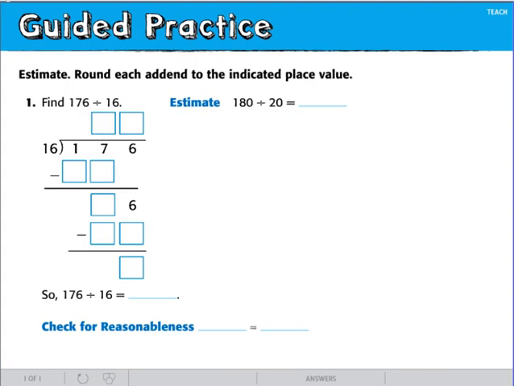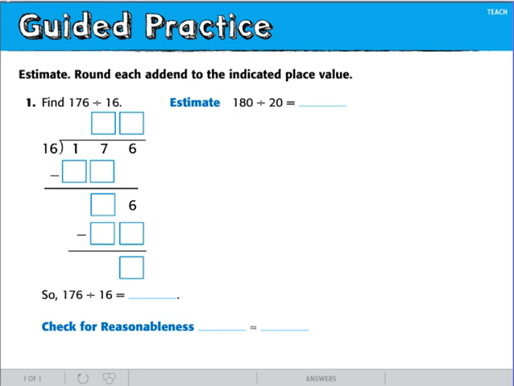Alright, so our guided practice. We're going to check for reasonableness when we're done. Your homework tonight for this section is going to be pages 265 and 266, even problems. Even. Okay? So, here we go.